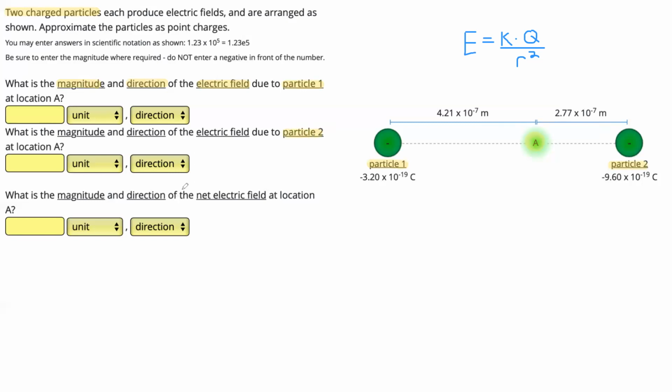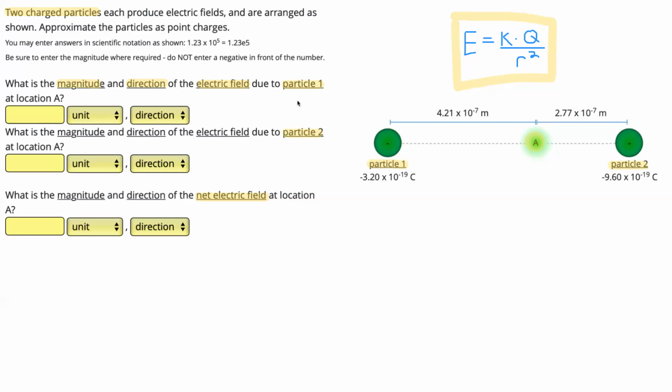And then lastly, we're going to be finding the net electric field at location A by looking at the two fields and adding them or subtracting them together based on whether they're in the same direction or whether they're in opposite directions. So to do that, we're going to be using this equation here, the electric field equation. I'm not going to go through every single step of solving this since you should be able to do that by now. So I'll just go through the outline.